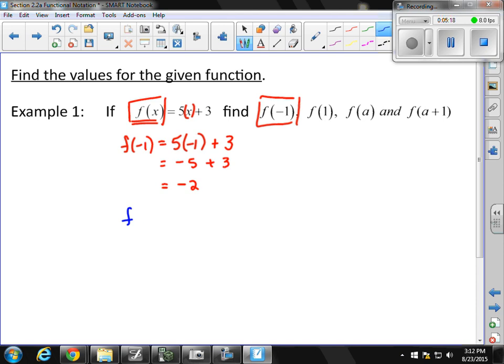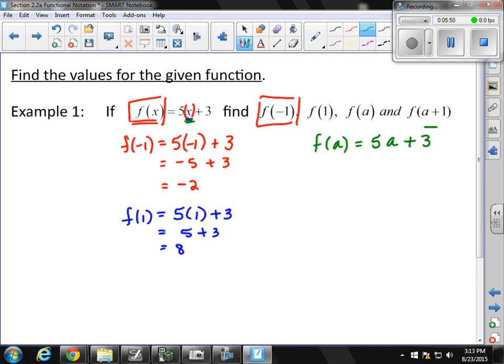f of 1: I'm doing the same thing, except this time I'm going to replace x with 1. So 5 times parentheses 1, plus 3. 5 times 1 is 5, plus 3 is 8. f of a, same thing. All we're doing is replacing x with a. So 5 times a plus 3. Now these are not like terms. I can't add them. That's as far as I can go. That is what f of a is equal to.